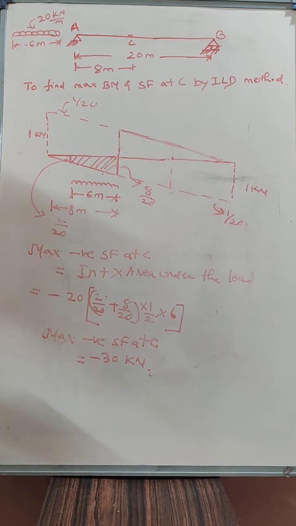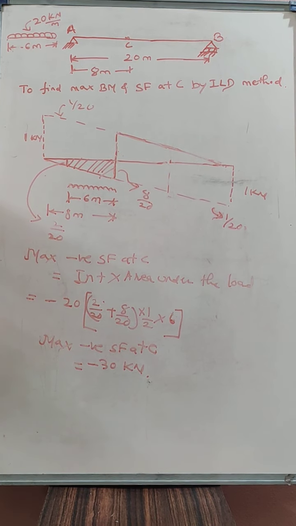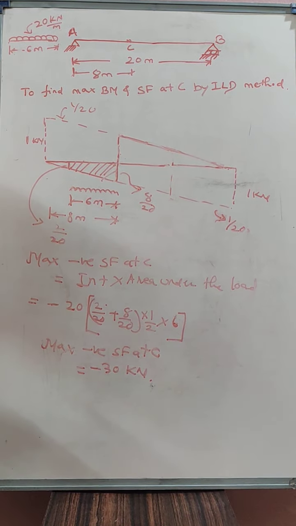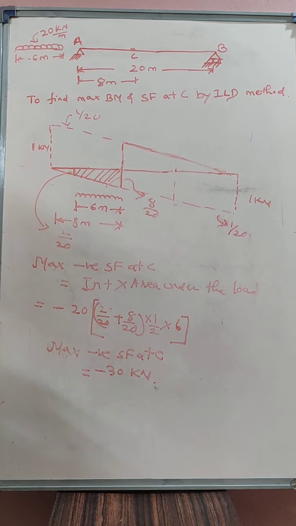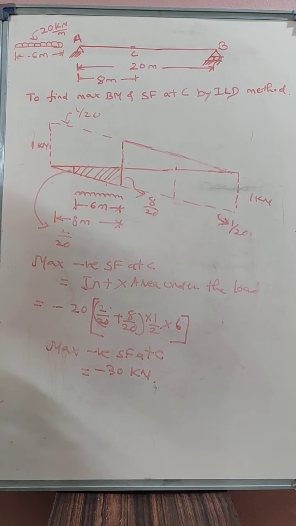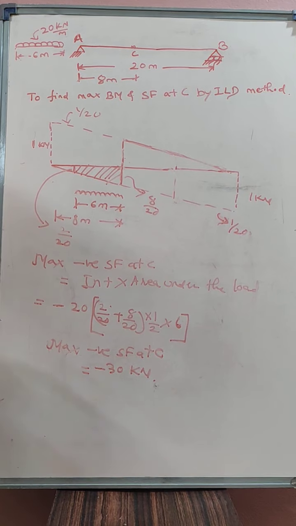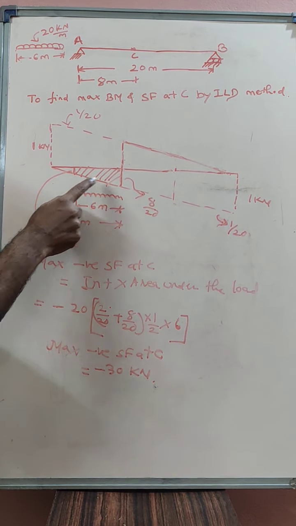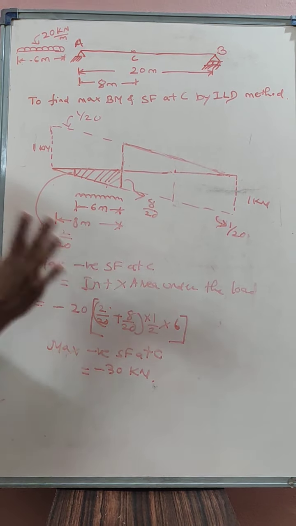For finding maximum positive shear force, once again you have to keep all the load in the positive zone, but the tail should occupy section C. And for finding maximum negative, the tip should occupy section C. This is how it is done.